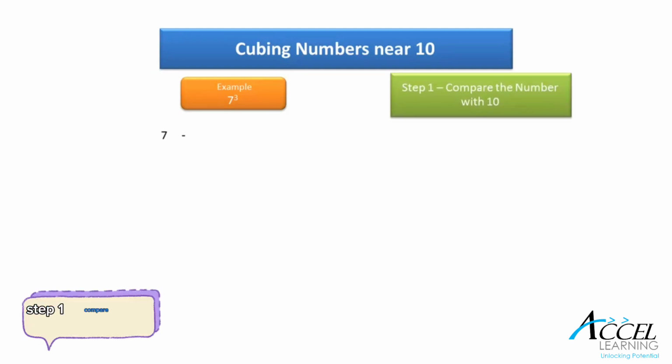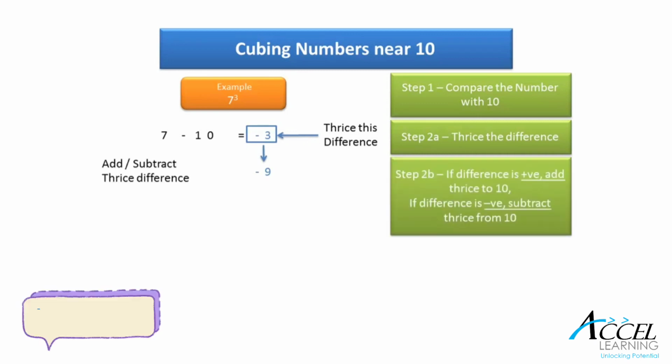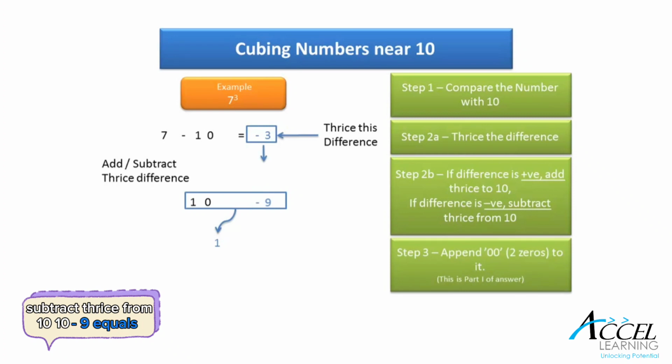Step 1. Compare the number with 10. 7 minus 10 equals -3. Step 2. Thrice the difference. -3 times 3 equals -9. Then, if the difference is negative, subtract thrice from 10. 10 minus 9 equals 1.